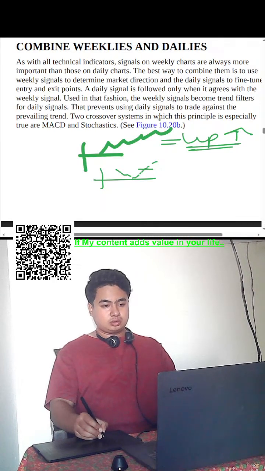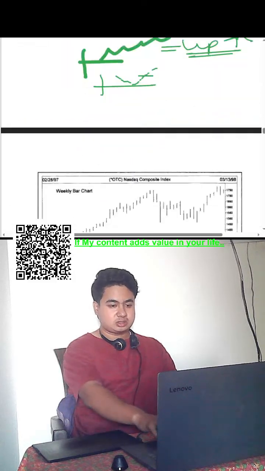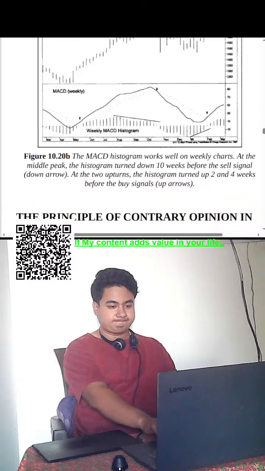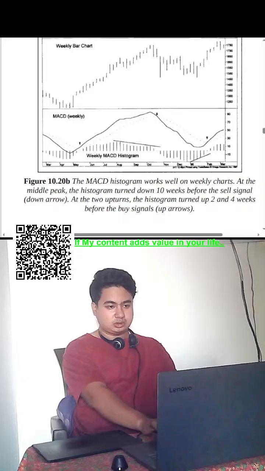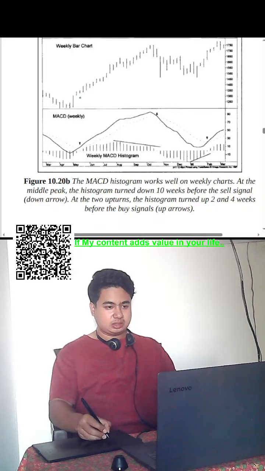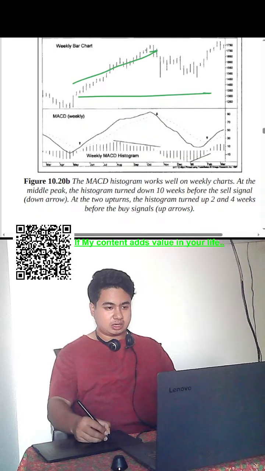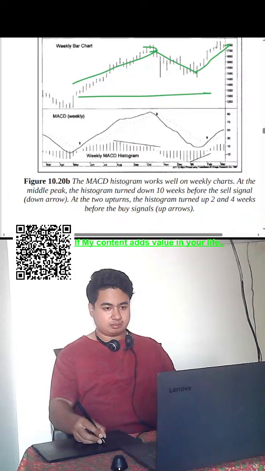Alright, two crossover systems in which this principle is especially true are MACD and stochastics. Alright, what is going on in this chart? So this is a weekly bar chart. Clearly in this range you can see there is this uptrend going on, and then a little bit of correction, then again uptrend, right? So in the MACD it will be visible a little bit earlier.